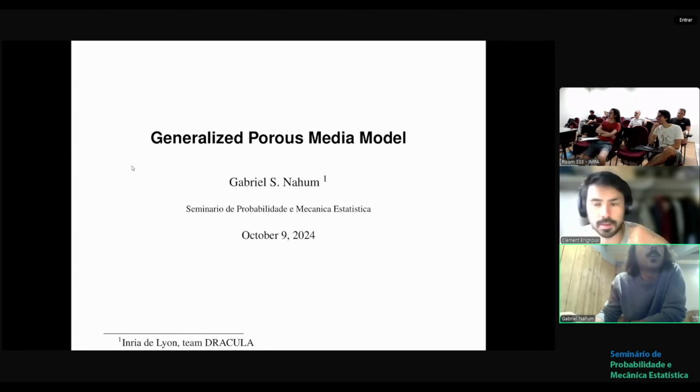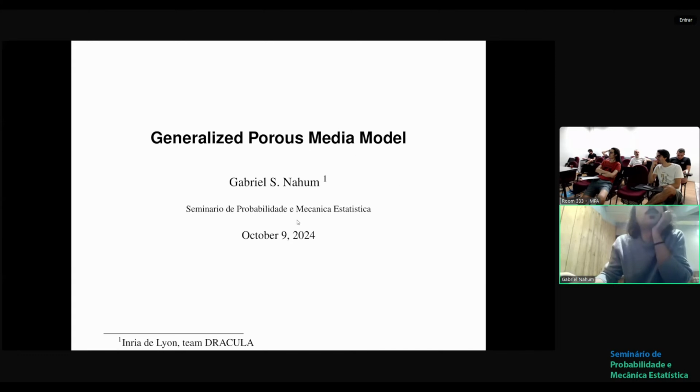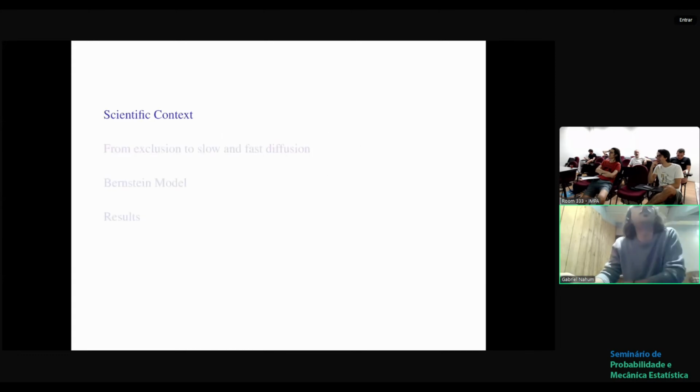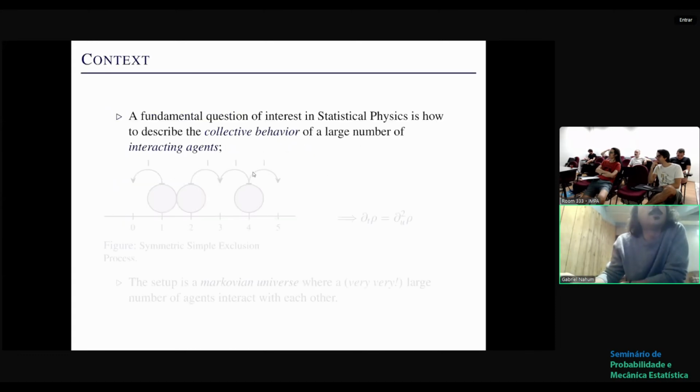Thank you for the introduction. I'm going to present a generalization of this porous media model, which is a well-known symmetric exclusion process. So let me first just describe the context.